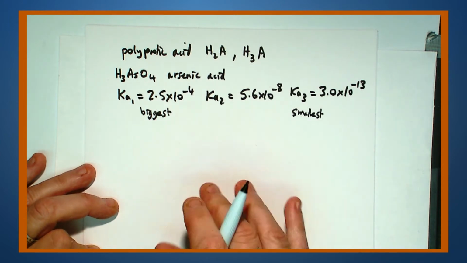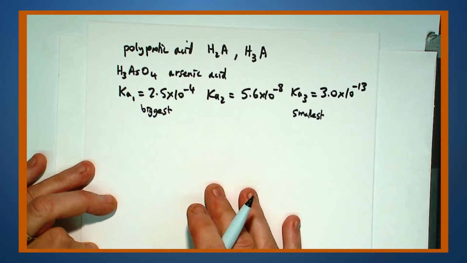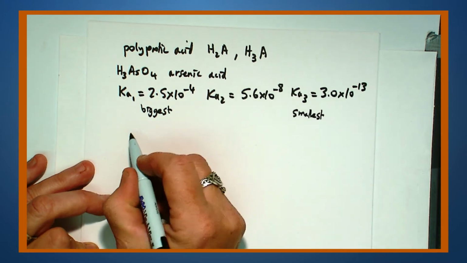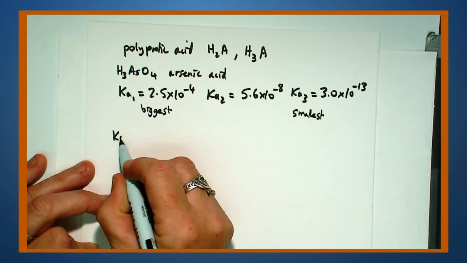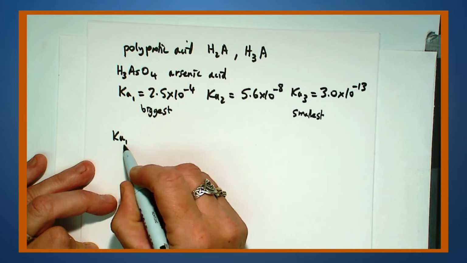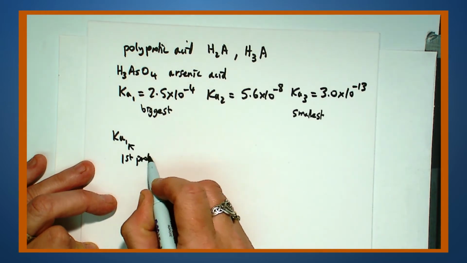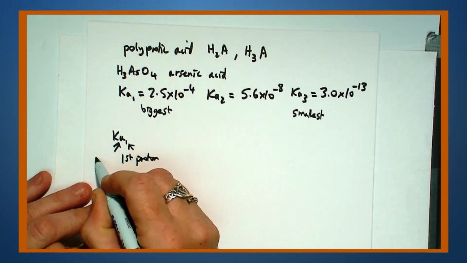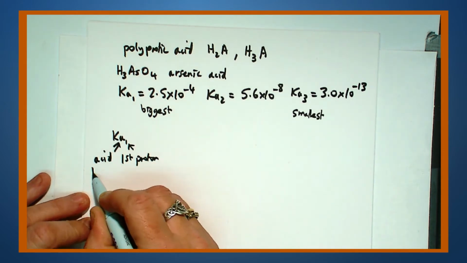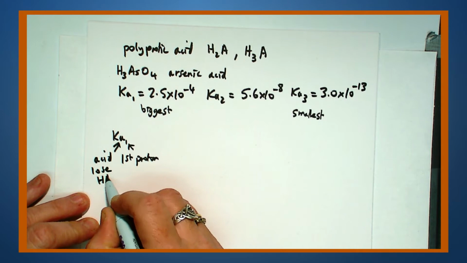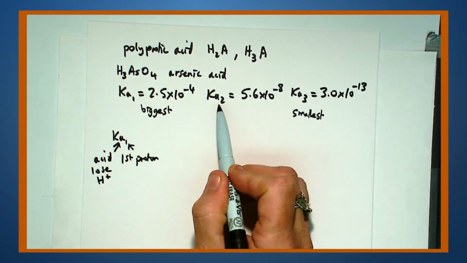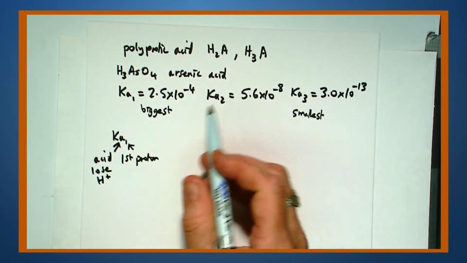So what we're going to do first is write out the equation to go along with these, and then we'll come back and look at the RICE tables. So Ka1 is the step that corresponds to the first proton, and since this is a Ka, it means acid. So remember, we're going to lose a proton. If it's Ka2, it's losing the second proton, etc.